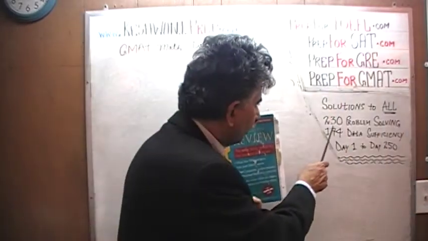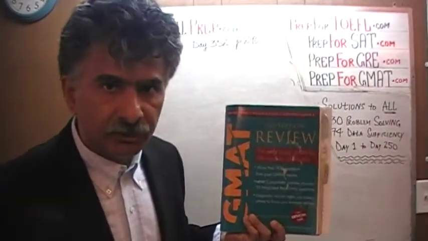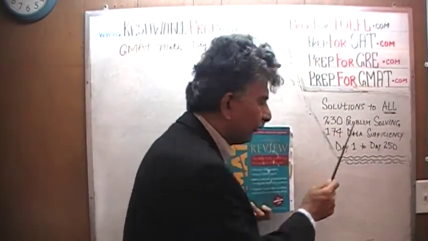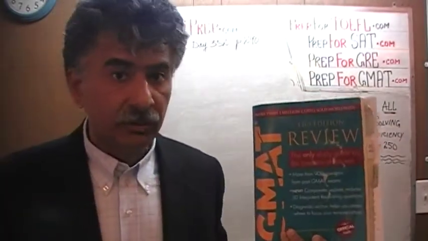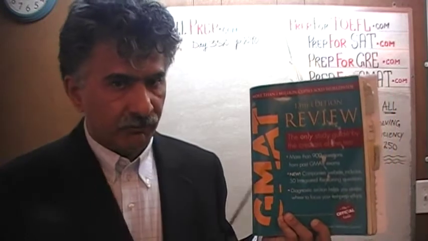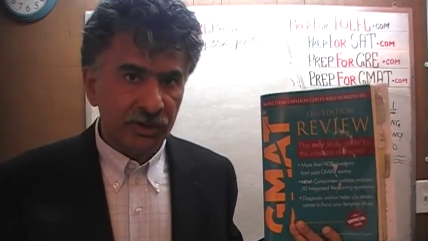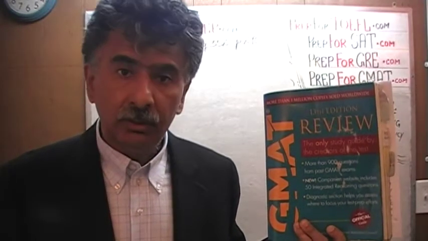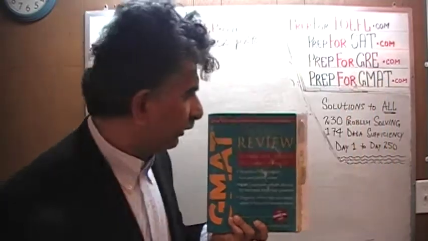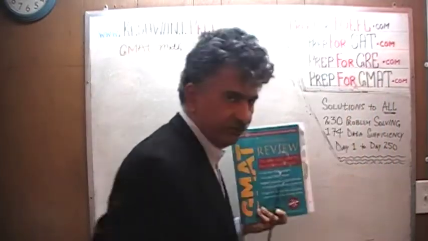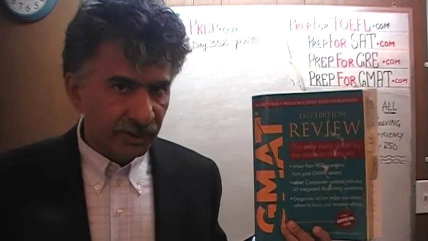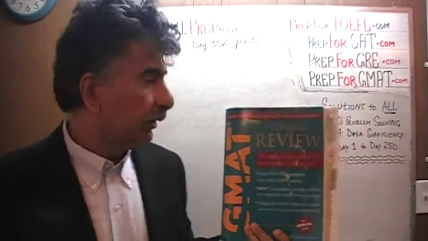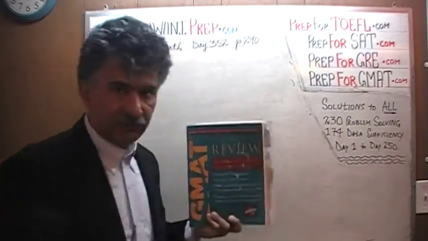The book contains 230 problem solving questions. It contains 174 data sufficiency questions. We have already solved every single math problem from this book. If you're interested in watching any of the original solutions to the problems, you will find them from day number 1 through 250. Right now, we are in the process of redoing the problems, and we are on page number 290. Please turn to it.